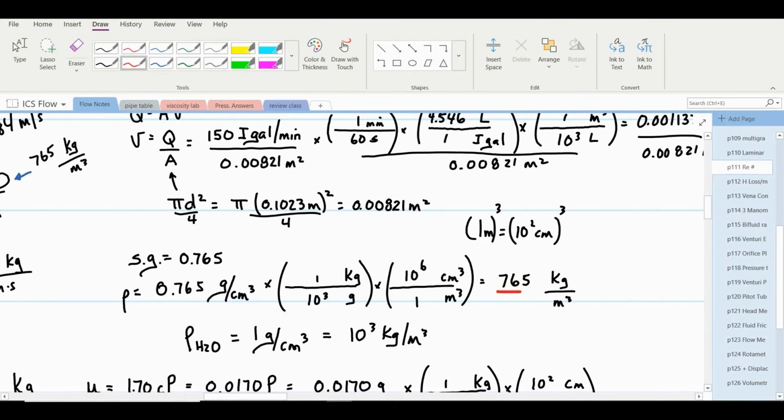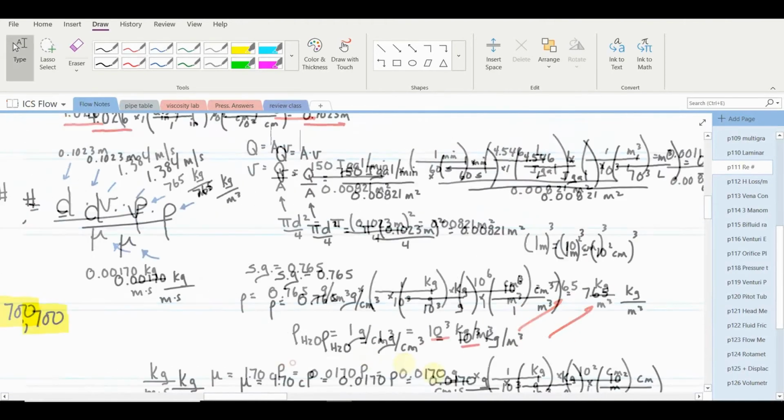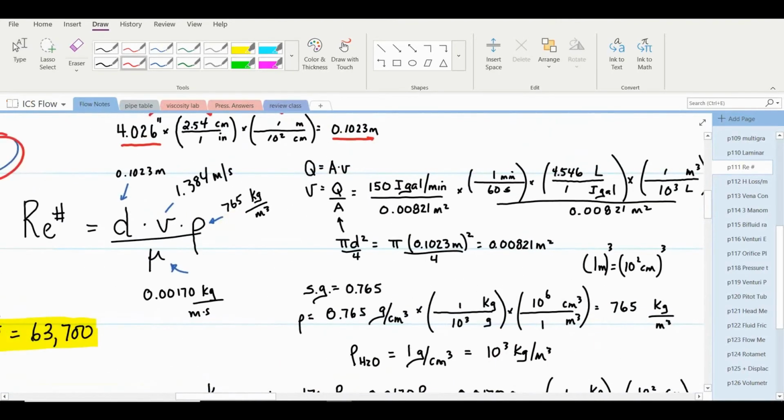Now, if you think about this, you probably at this point know that the mass density of water in the SI system is 1,000 kilograms per cubic meter. And if you think that 0.765 is just 76.5% of that value, that's 765 kilograms per cubic meter. There's our mass density.